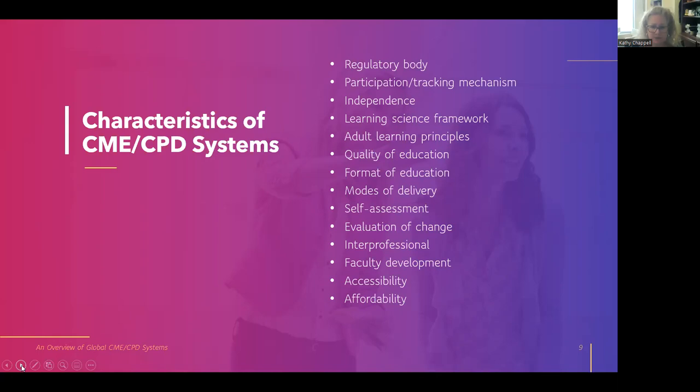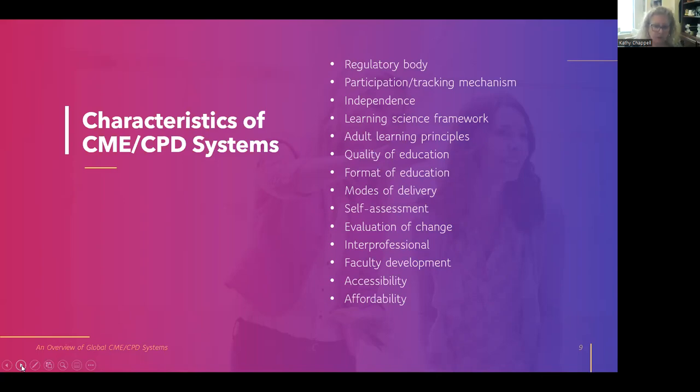When we look at learning science frameworks, like Kirkpatrick, is there a framework by which education is developed in terms of engagement, in terms of measuring learning, impact of learning on practice? Is that embedded within the system? And is education developed based on adult learning principles? We know that children learn differently than adults, and there's a body of evidence around what are adult learning principles that we would want applied in the education that physicians in practice would be pursuing.